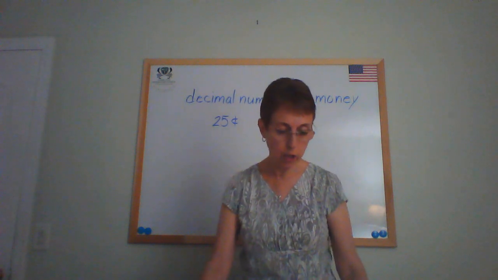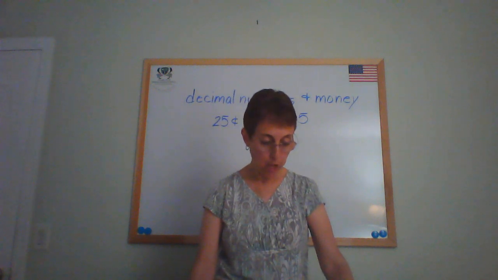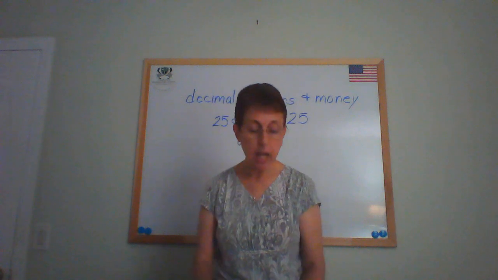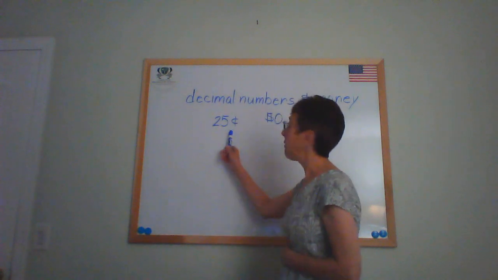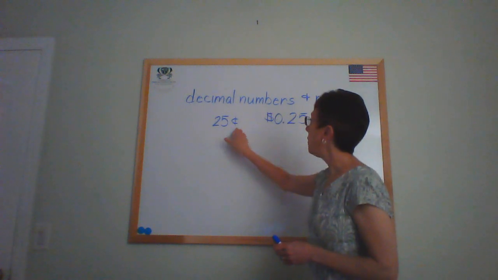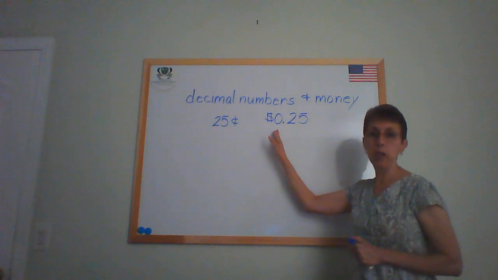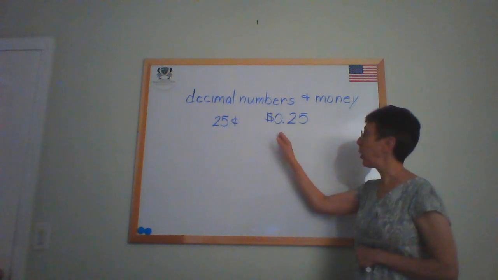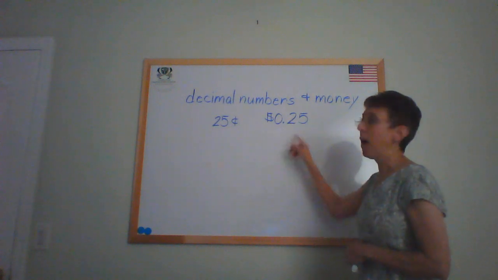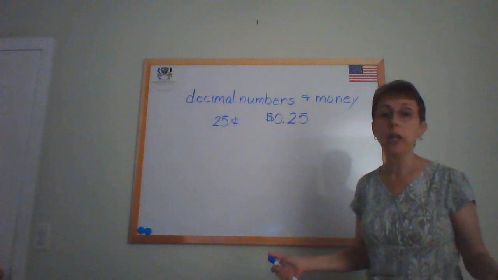We're in lesson 109. It's decimal numbers and money. So what you see on page 376, they start out by showing us 25 cents written two different ways. Here we have 25 cents with simply just the cent sign, and here it's written more as a decimal number, 0.25. 25 cents is 25 cents out of 100.